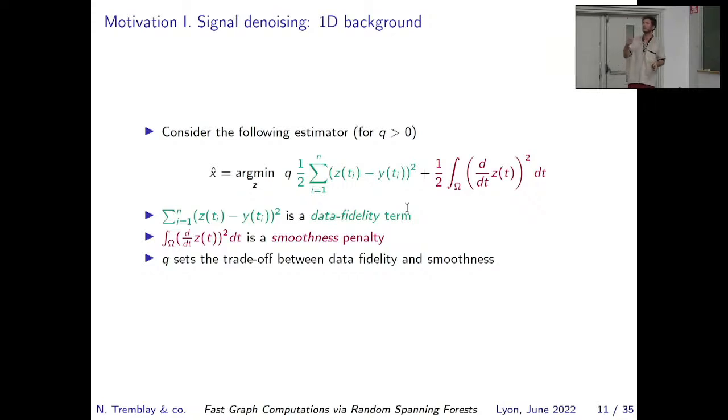Because you suppose that your signal is noisy, and you don't want the derivatives to change a lot down the time. And when you optimize this object, you actually find different solutions given the trade-off parameterized by q, which is just a positive scalar.